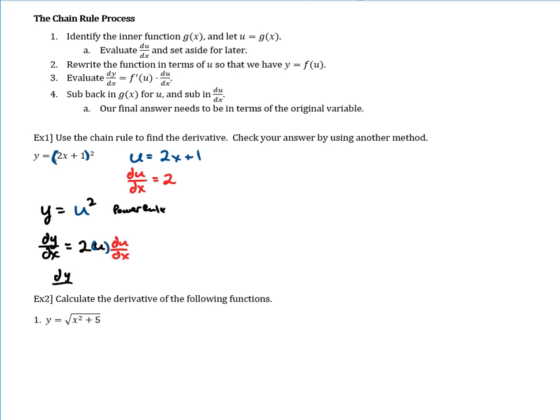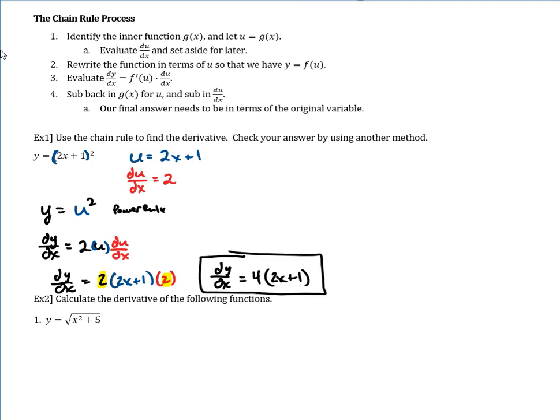Let's just sub everything back in. So our dy dx is 2, and then u is 2x plus 1, and then du dx is also a 2 there. And then at this point, we would probably just multiply the 2 and the 2, because those are just regular old coefficients, regular old constants that would multiply. And we would get dy dx is 4(2x plus 1). And you could distribute the 4 if you want, but this is good because it's factored. Okay, so that's how we use the chain rule.